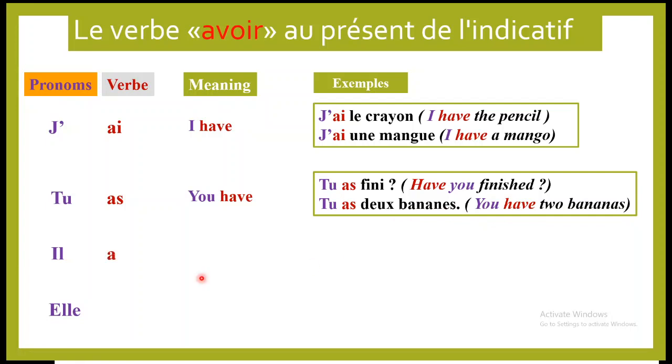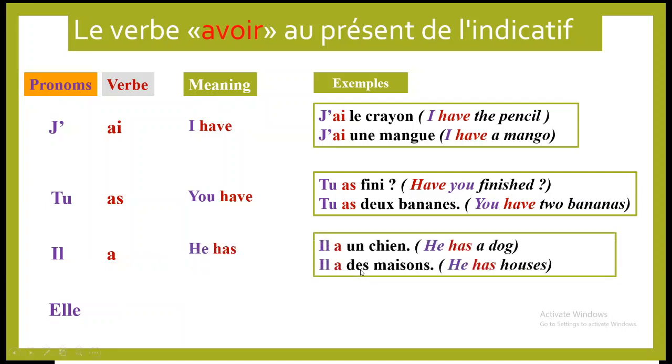Il a. He has. Il a un chien. He has a dog. Il a des maisons. He has houses.